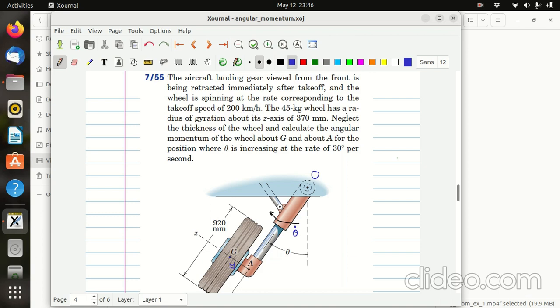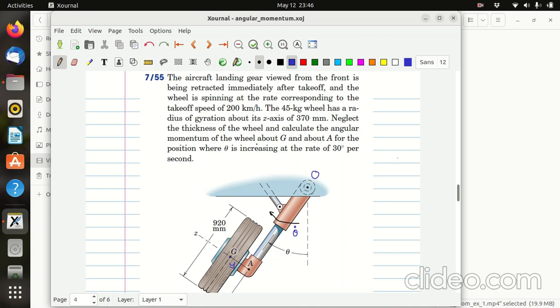The 45 kg wheel has a radius of gyration about its z-axis of 370 mm. That means about this z-axis, the radius of gyration is 370 mm. Neglect the thickness of the wheel. The wheel thickness can be neglected. That means the wheel can be taken as a thin disc.